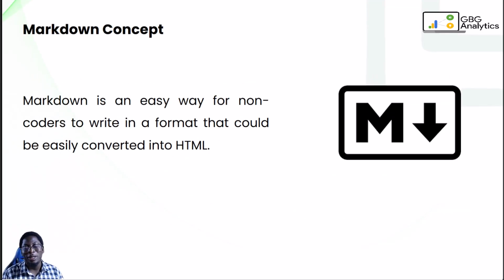Markdown is an easy way for non-coders to write in a format that can be easily converted into HTML. It's a plain text formatting syntax used to write content on the web, and it doesn't do anything fancy like changing the font size, color, or type. It's just the essentials using keyboard symbols that you already know.